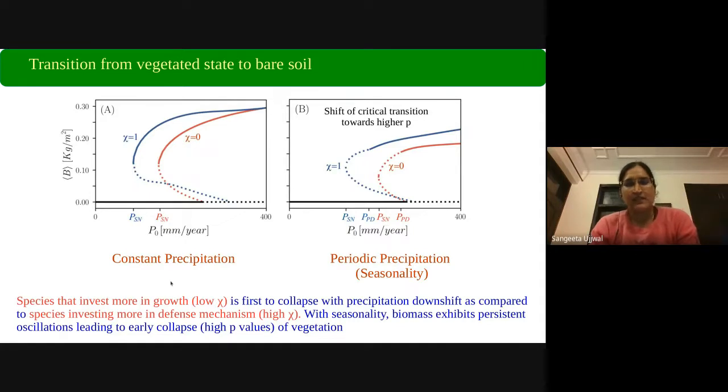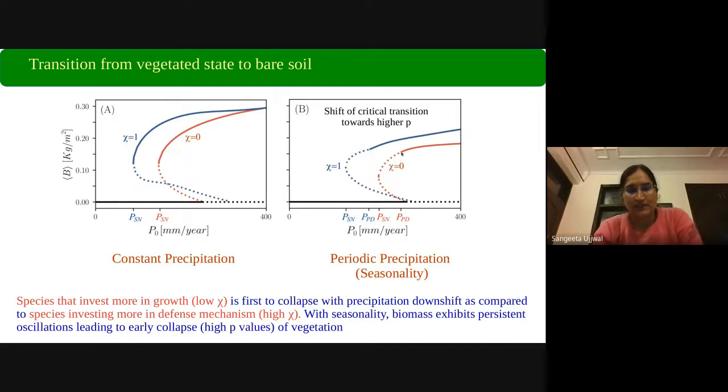So what happens if instead of constant precipitation we consider periodic precipitation, or the external periodic forcing? If we do that, then what we find is that this uniform vegetation branch loses its stability much before.